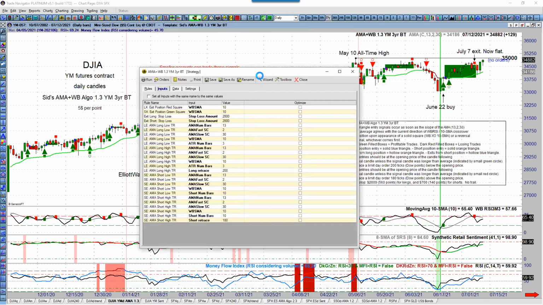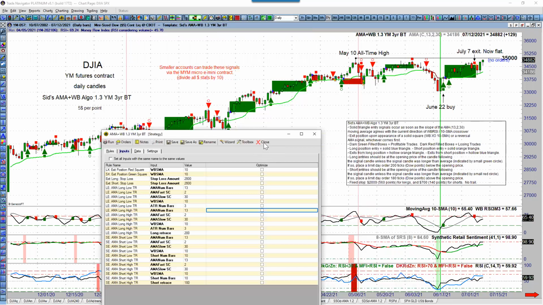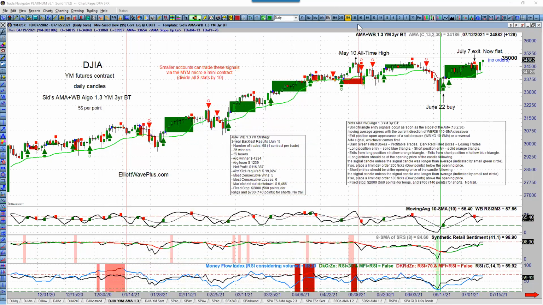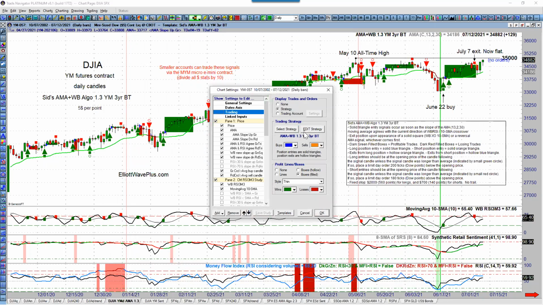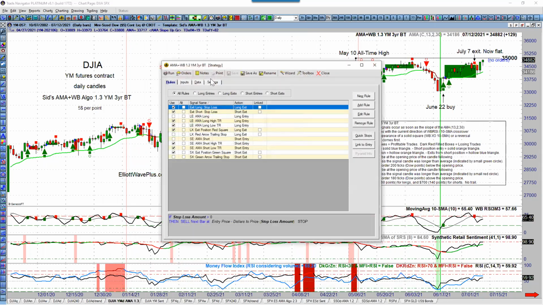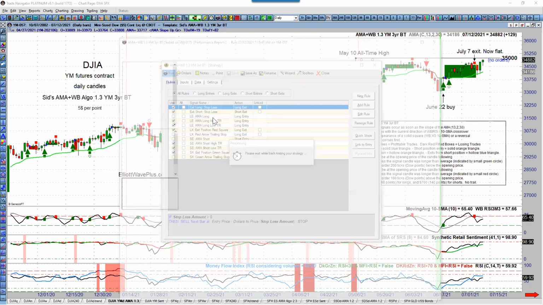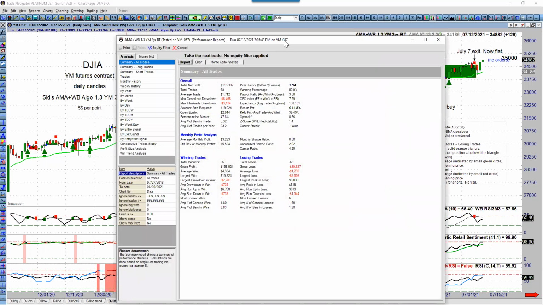And let's see, I may have changed... I'm going to close that and I am not going to save it. Hold on a second. I may have changed one of the parameters. So I'm going to open it up again and edit the strategy. And I'm going to run the backtest based on the settings. Yeah, there are the proper settings.